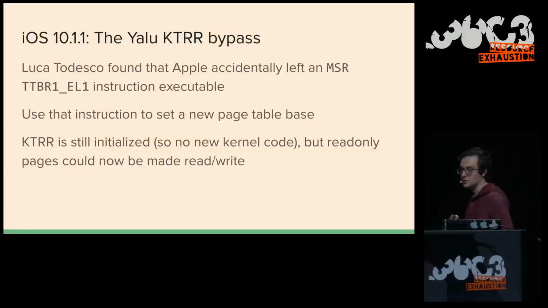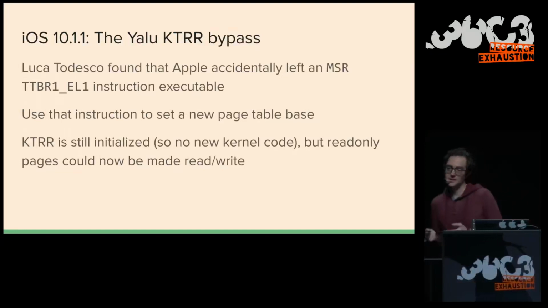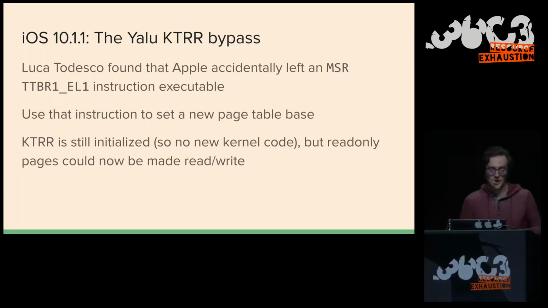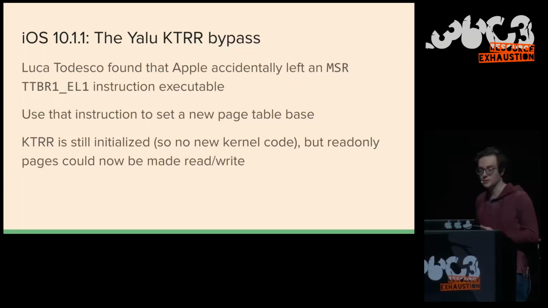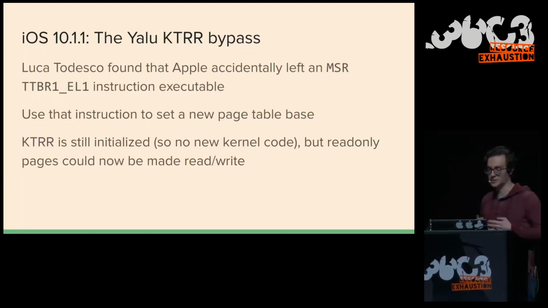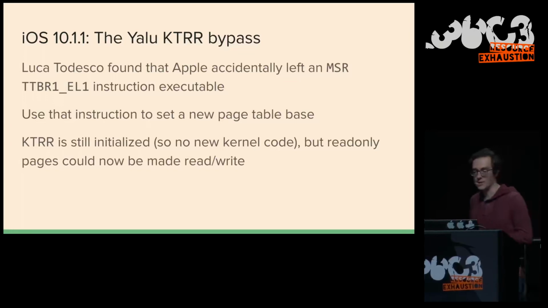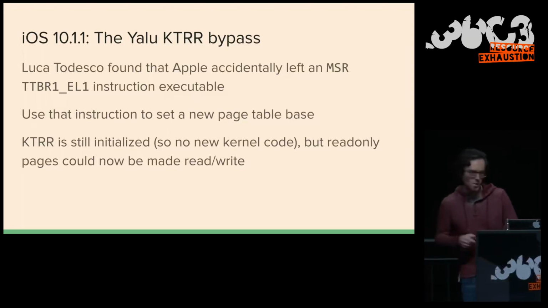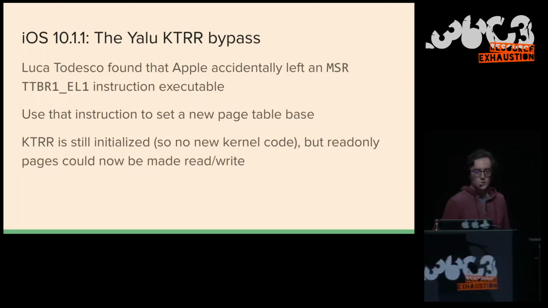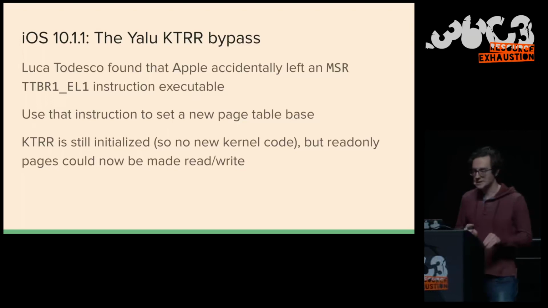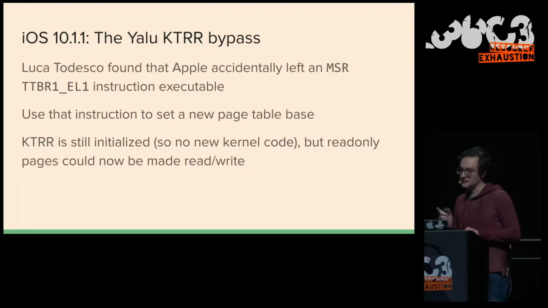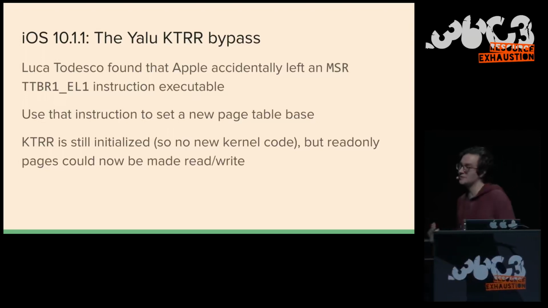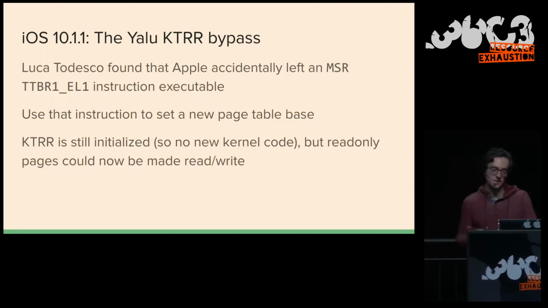There are two historical instances of partial KTRR bypasses up till now. And the first one came out pretty soon after the KTRR mitigation was first introduced. It was discovered by Luca Tedesco, who's going to be giving a talk, I think, in this room tomorrow evening. So what Luca found was that Apple had left an instruction in the kernel cache that they didn't mean to leave executable, but it accidentally was.